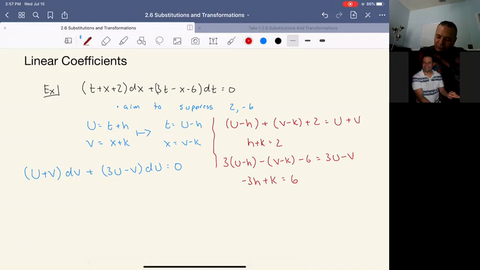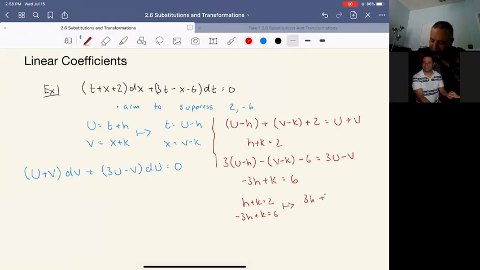Okay, so now that's just a matter of, man, I'm stupid sometimes. h plus k equals 2, negative 3h plus k equals 6. You guys aren't allowed to comment on that. You guys are probably like, you stupid all the time.